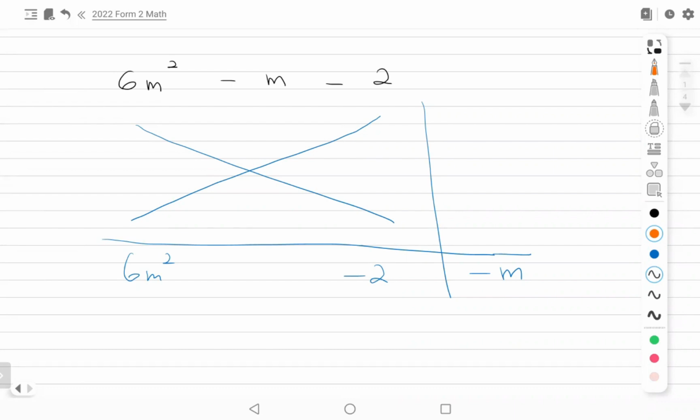What times what equals 6? 3 times what? 3 times 2. Okay, so we try here. 3 times 2. Now here, 2. Easy, only one factor, right? One pair only, 1 times 2. No other possibility, 1 times 2.